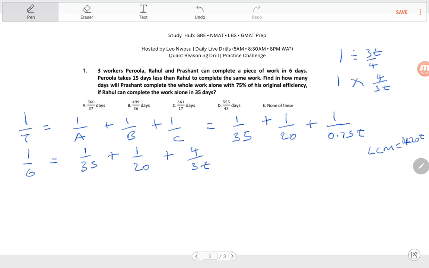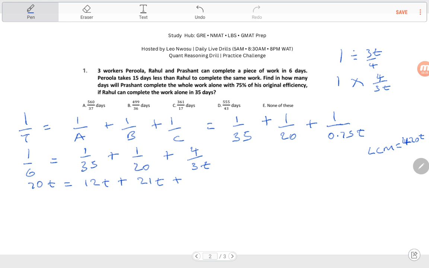We start multiplying. 420 divided by 6 is 70T. 420T divided by 35. Remember that 420 divided by 70 is 6. So divided by 35, we double. That will be 12T. This is 21. 20 times 21 is 420. This last one, the T, we clear this because this T is going to divide the T multiplied here.